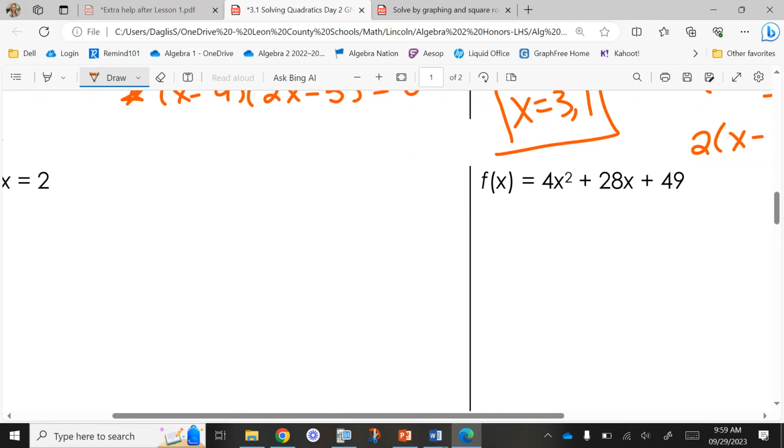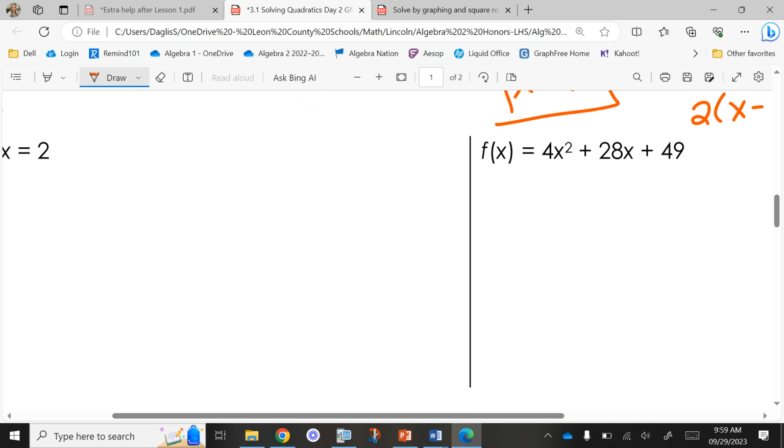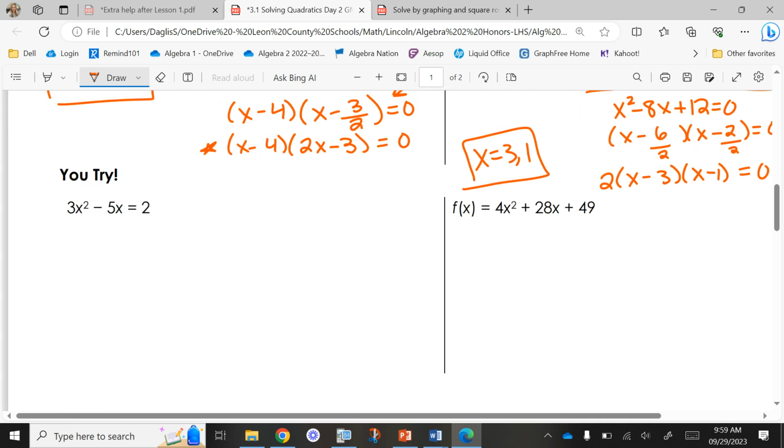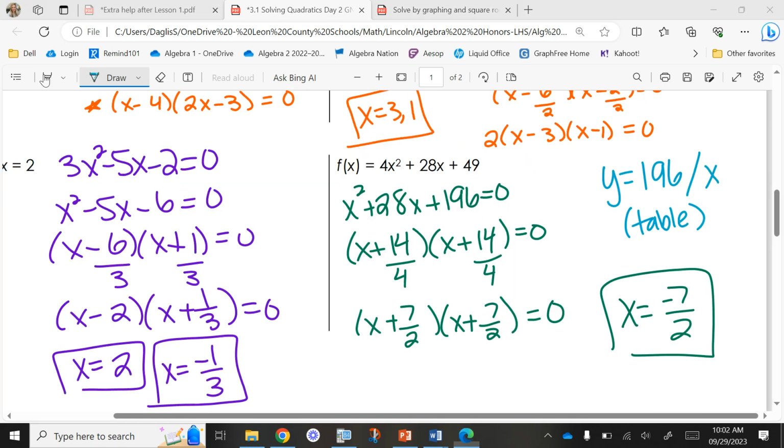There isn't one. Nope. All right, you ready to try? Let's see if you can try slip and slide. We have 3x squared minus 5x equals 2. And we have 4x squared plus 28x plus 49. So try it with those two.